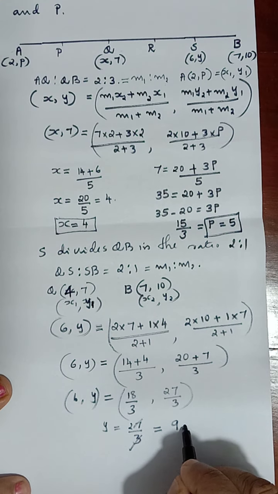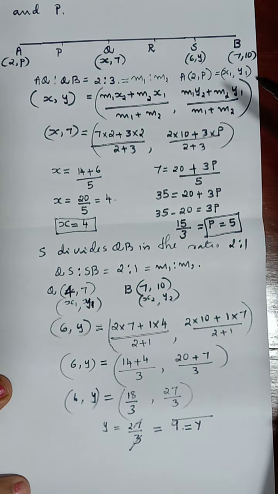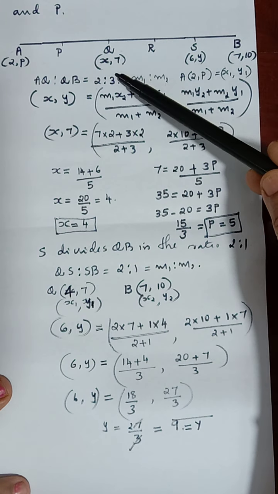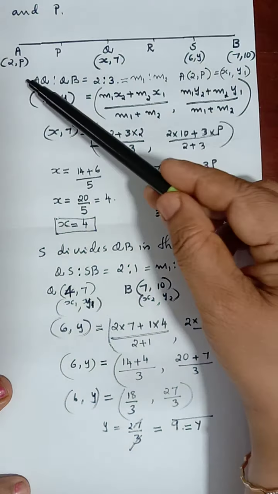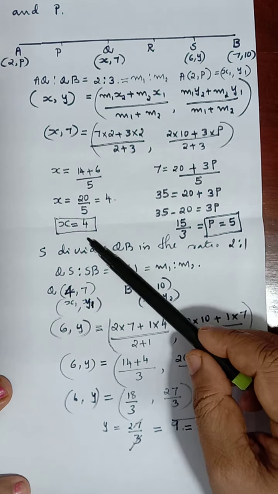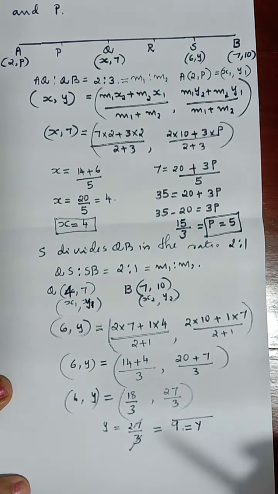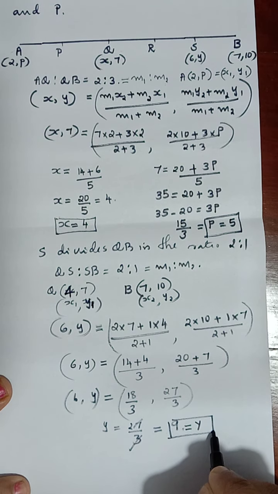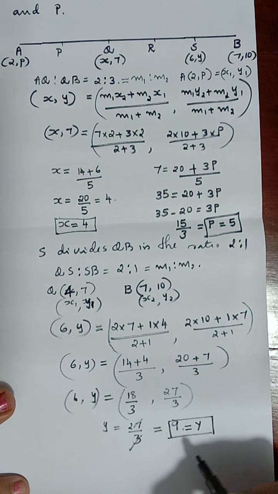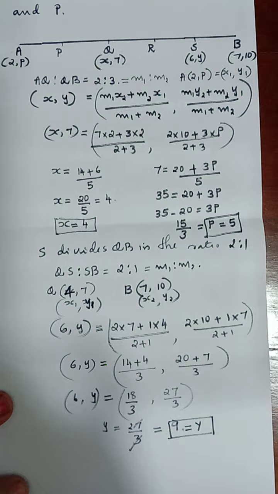So we got all the values now. What all values are to be found out? We have to find out X, Y as well as P. Here X is equal to 4, P is equal to 5 and Y is equal to 9. All the three values we have found out.